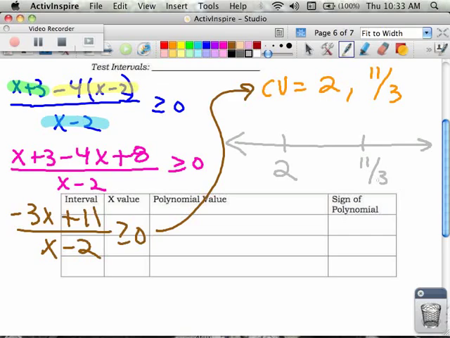If I put a 10 in for the x in the top, that's negative 30 plus 11. All I really care about is that the top is going to be negative, and if I put a 10 in for the denominator, it's going to be positive. So negative divided by positive is negative. So these numbers over here are negative.